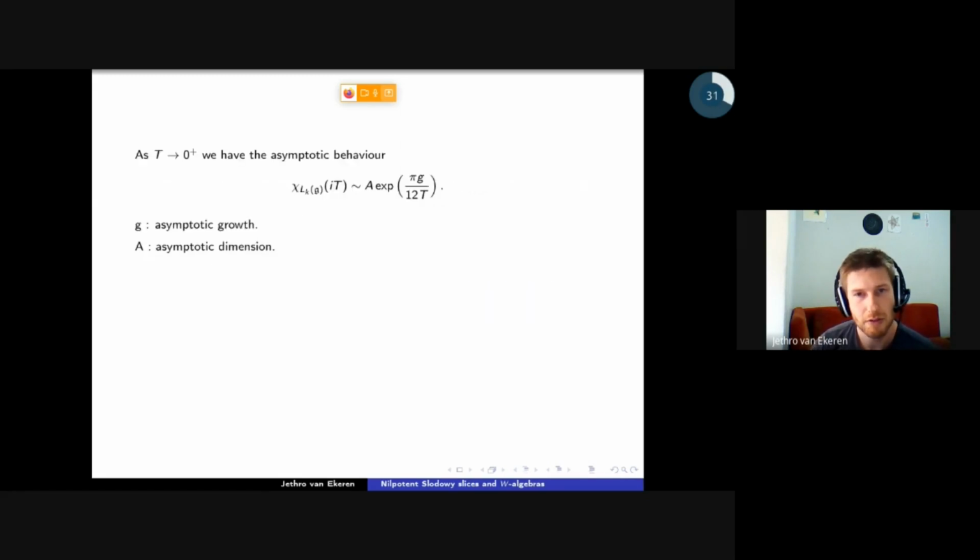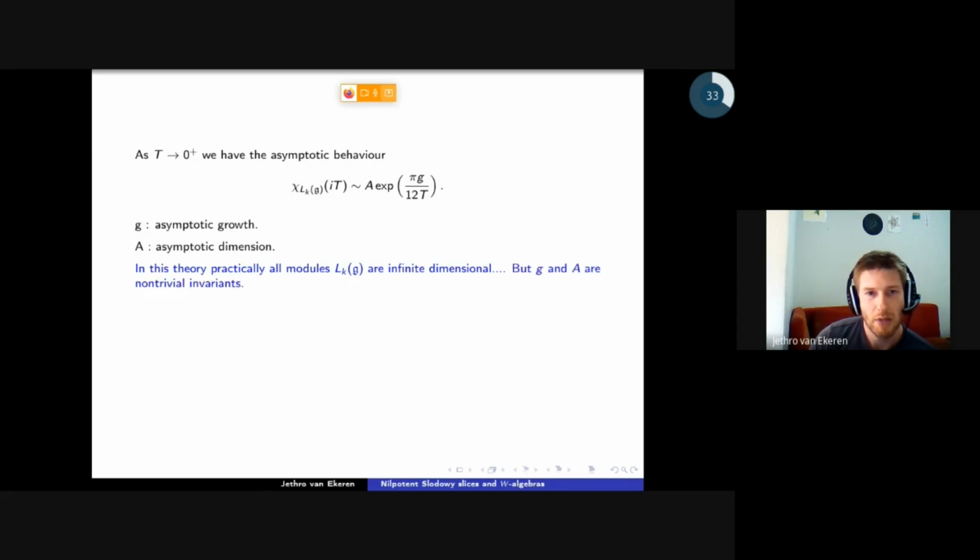But anyway, an important implication of modularity is this result on the asymptotic behavior of the partition function. So if we take one of these modules L_K G, which is modular, and let the argument tend to 0 along the positive imaginary axis, then asymptotically the function behaves as follows. It's some constant times exponential of a constant over t. And these coefficients, g and a, that we can extract are called the asymptotic growth and asymptotic dimension of the module. They're quite important because, in this theory, essentially all of these modules are infinite dimensional, so the dimension is not an interesting invariant. But these coefficients, g and a, are non-trivial invariants that serve in some sense like a dimension.